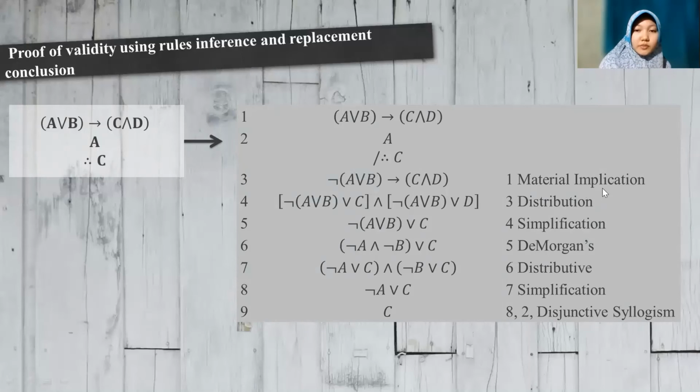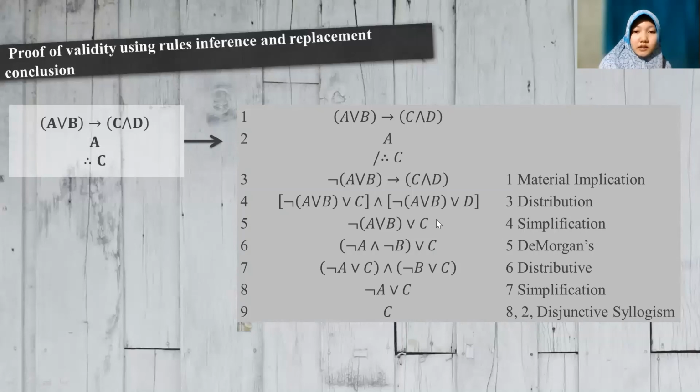Number 1, use material implication. So we get if negation of A or B, then C and D. And this is number 3. On number 3, we use distribution. So we get this on number 4. And number 4, we use simplification. And we get negation of A or B or C.